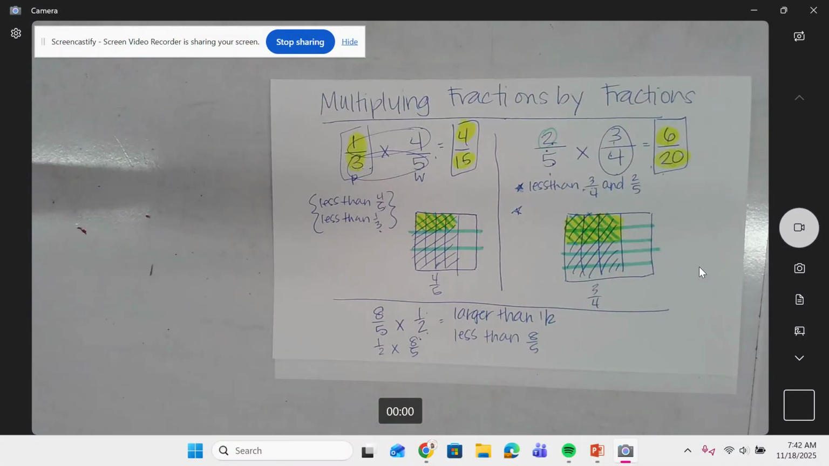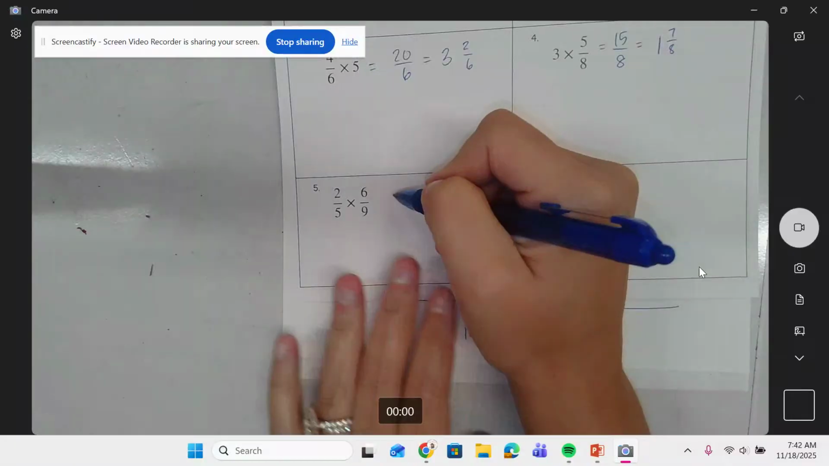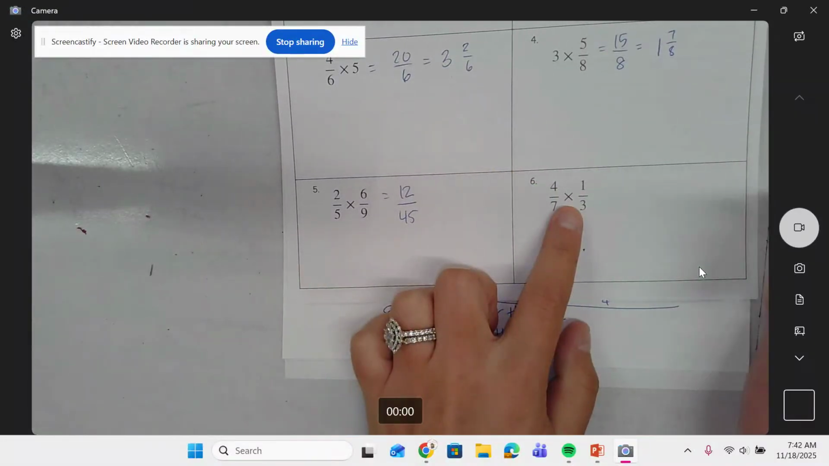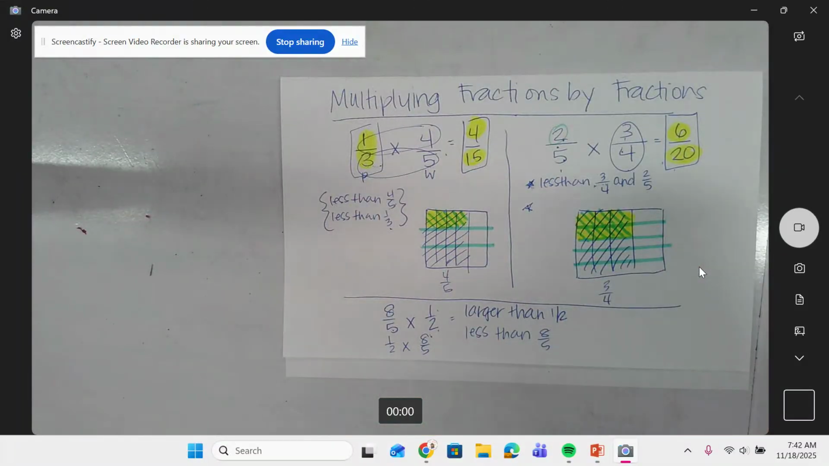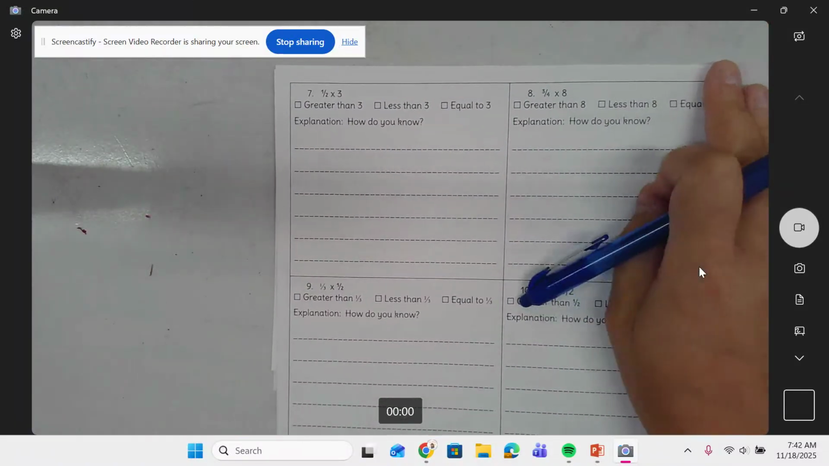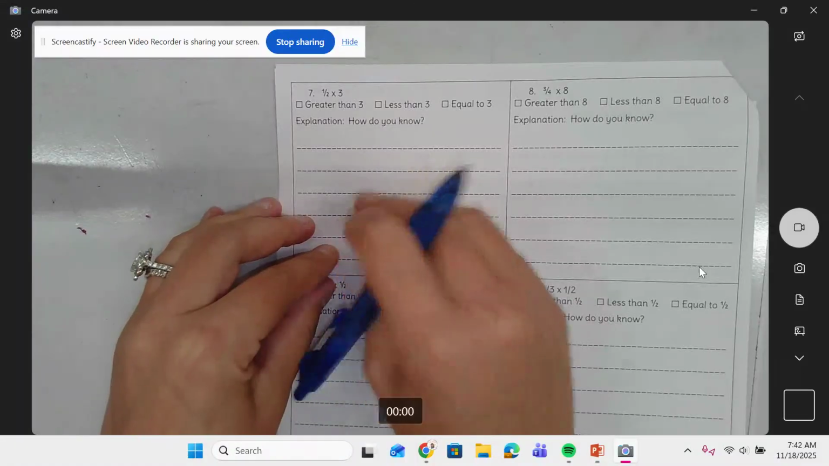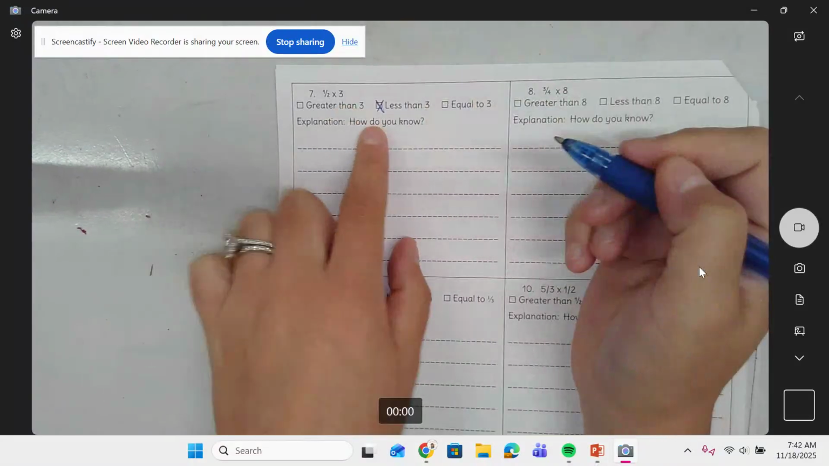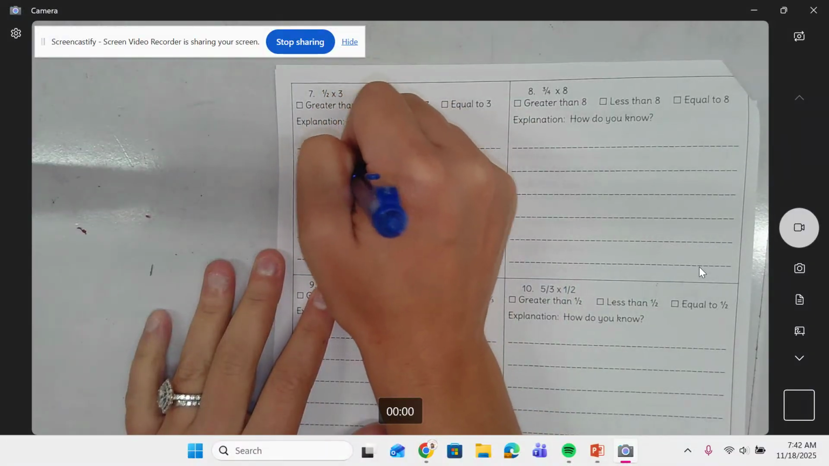So on their extra credit that they were doing, this would have been problems 5 and 6. They would have multiplied straight across to get 12/45ths. Here it would have been 4/21. And then when you flip it to the second page, there were these questions where they had to tell me what they knew about their answers. I wasn't really interested in them giving me their answer. They should know that because they're only finding half of 3, this answer had to be less than 3. The explanation would have been, we're only finding part of 3.